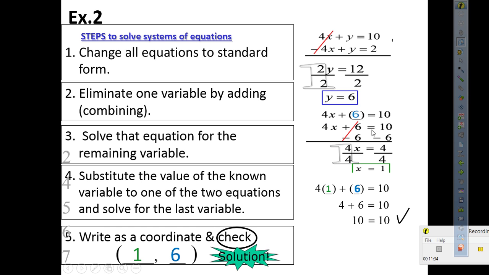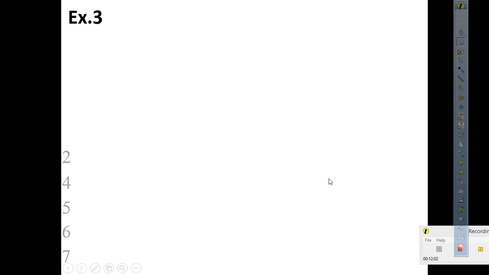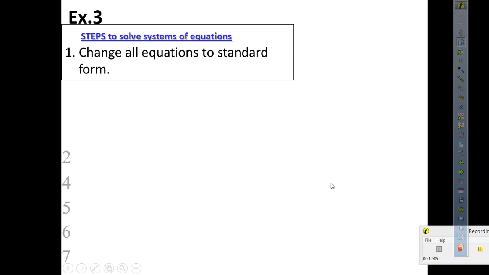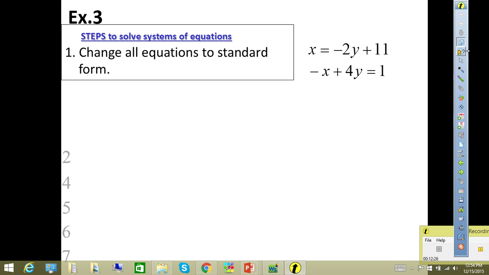All right, here we go. Copy this one. Example 3. x equals negative 2y plus 11 and negative x plus 4y equals 1. There's a system. Solve, please. Copy and go. Shouldn't take you more than 1 minute.